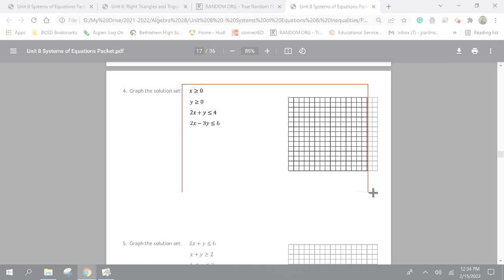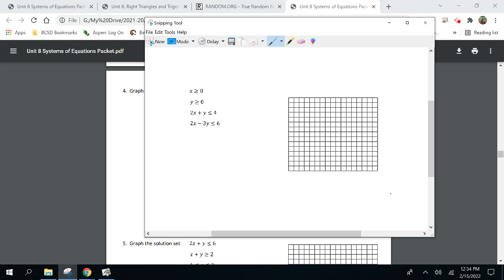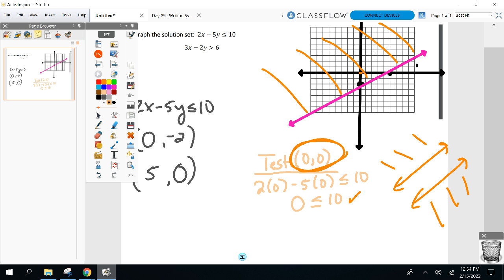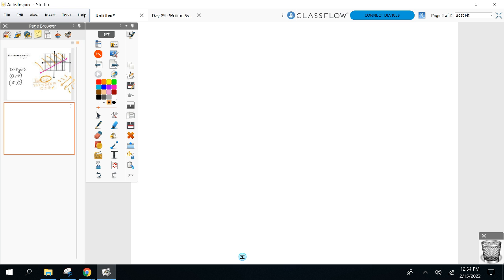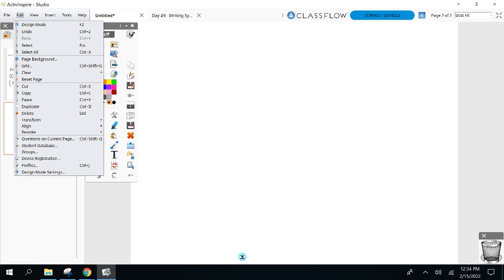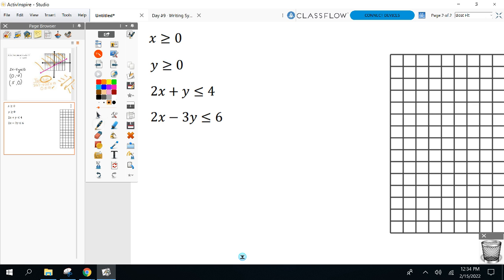It's like trying to figure out how to shade. Which one? Last 2 equations. Okay, so go with what we just talked about. I won't even graph it. Let's plug in 0, 0. This one right here. Let's plug in 0, 0. 2 times 0 plus 0 less than 4. Is 0 less than 4?